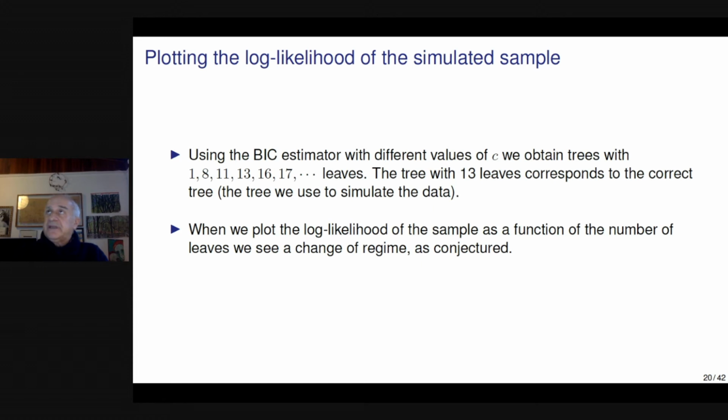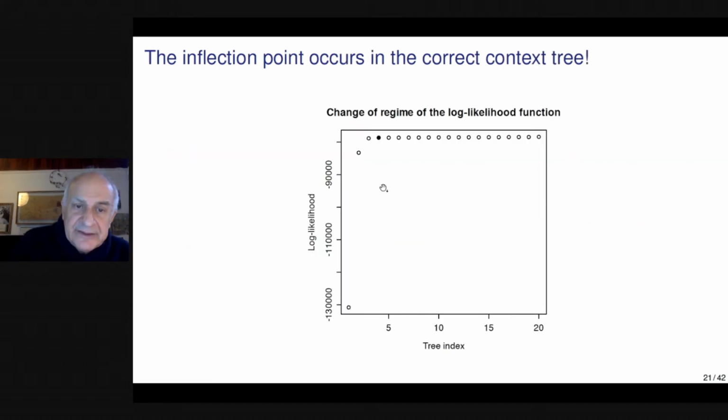When you plot the log likelihood of the sample as a function of the number of leaves, we see a change of regime, as conjectured. In this figure, unfortunately, the horizontal axis presents not the number of leaves, because this should be 13 leaves, but the index of the tree. Now, let's try to give a heuristic reason for the conjecture.